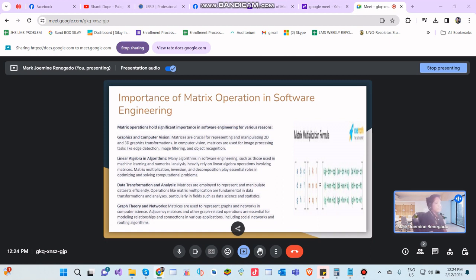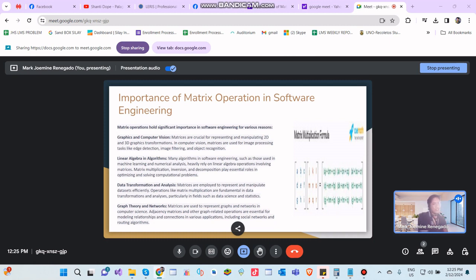Next is linear algebra in algorithms. Many algorithms in software engineering, such as those used in machine learning and numerical analysis, heavily rely on linear algebra operations involving matrices. Matrix multiplication, inversion, and decomposition play essential roles in optimizing and solving computational problems.